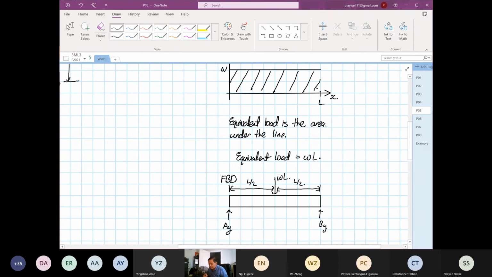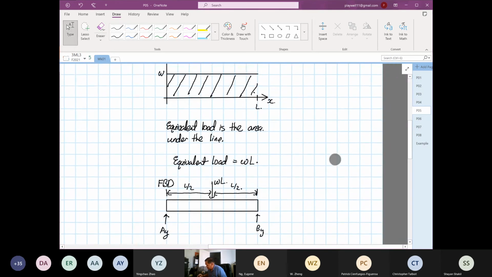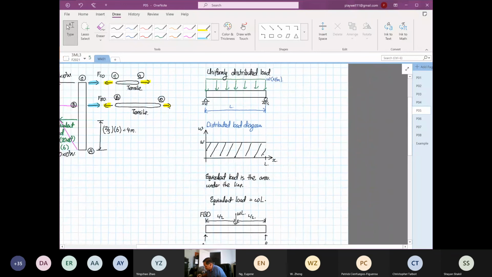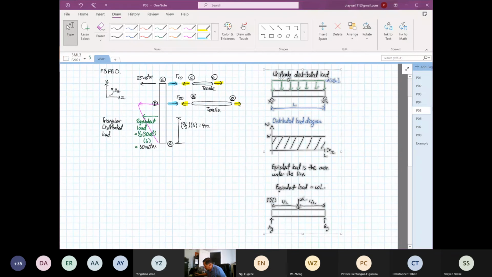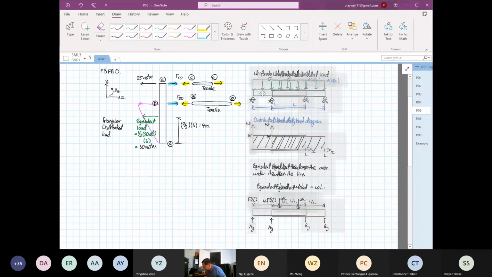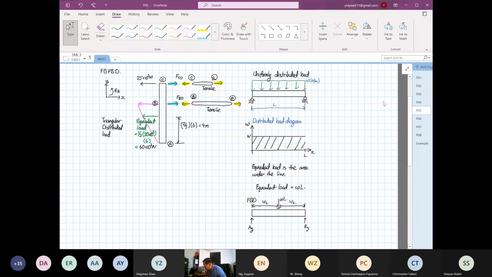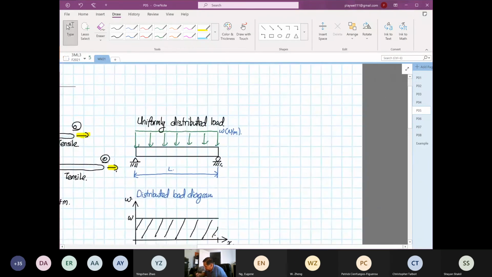Okay. Now, if we were to have a gradient distributed load, okay, right? This is straightforward, I believe, for a uniformly distributed load. Now, for a gradient distributed load, I need more space. So next, we are going to look at a gradient distributed load. I think now you guys get it, why half base times height, right?